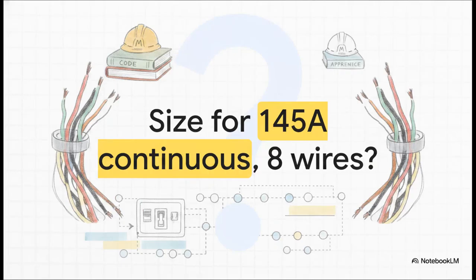Okay, let's dive into this. Picture this exact job site scenario. You've got a 145 amp continuous load. You've got 8 current carrying wires, all just crammed into a single pipe. Sizing the right wire for this situation is exactly the kind of multi-step code puzzle we're going to unpack today. By the end of this explainer, the logic behind solving this is going to make perfect sense, for sure.